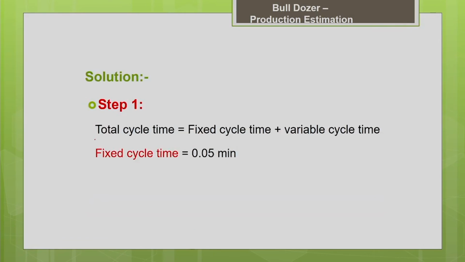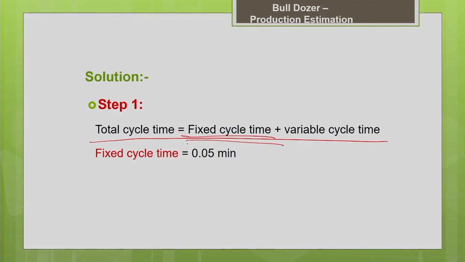First, the total cycle time is nothing but fixed cycle time plus variable cycle time. The time needed for cutting and pushing the earth and returning back, so the return time, plus the maneuver time. Your maneuver time is nothing but fixed cycle time. Maneuver is nothing but time for changing the gears, increasing the speed or decreasing the speed. Those things come under the maneuver time. For this power shift mode, it can be taken as 0.05 minute.